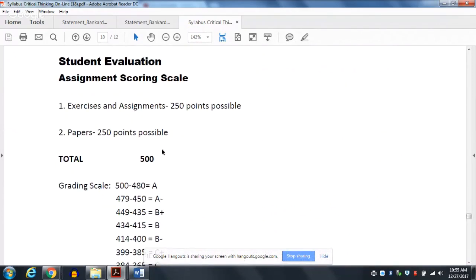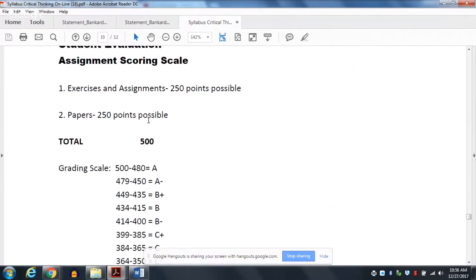Here's how you'll be graded. 7 weeks. There's exercises and assignments that are worth 250 total points throughout the 7 weeks. There's going to be 5 papers due. We've looked at those, right? Excuse me, 4 papers due. We've looked at those, the fallacy paper, logical vulnerability paper, etc. Worth 250 points. So within the course as a whole, there are 500 total points possible.